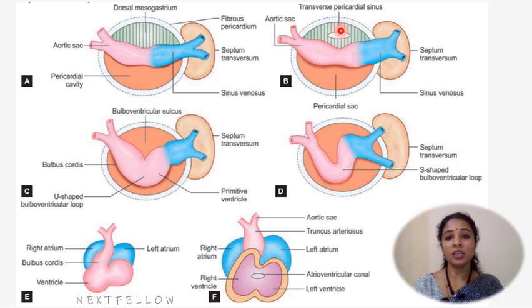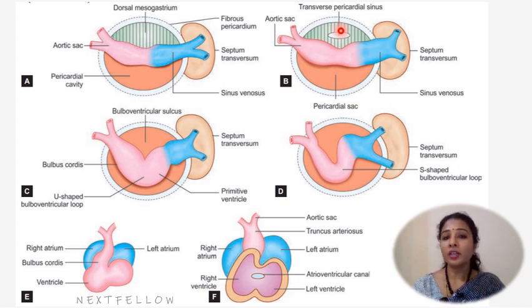This muscular ridge, the crista terminalis, runs along the right atrial wall from the opening of the superior vena cava to the inferior vena cava, providing origin to the pectinate muscles. Talking about the left horn of sinus venosus, it forms the coronary sinus, which opens into the posterior wall of the right atrium.